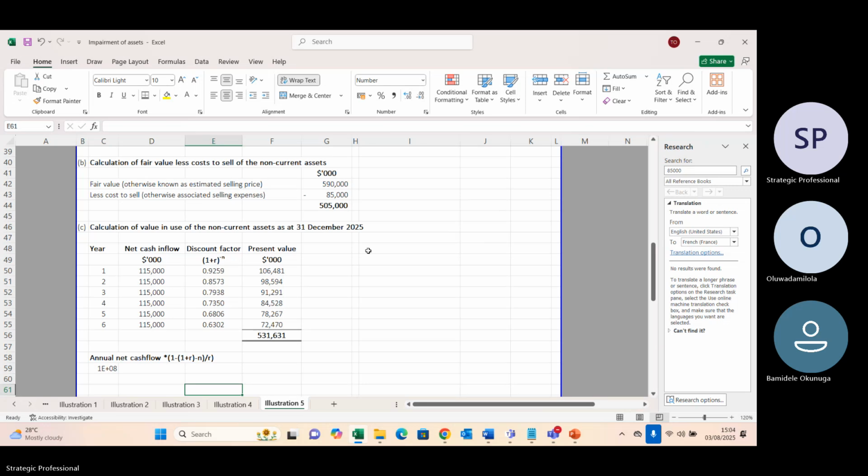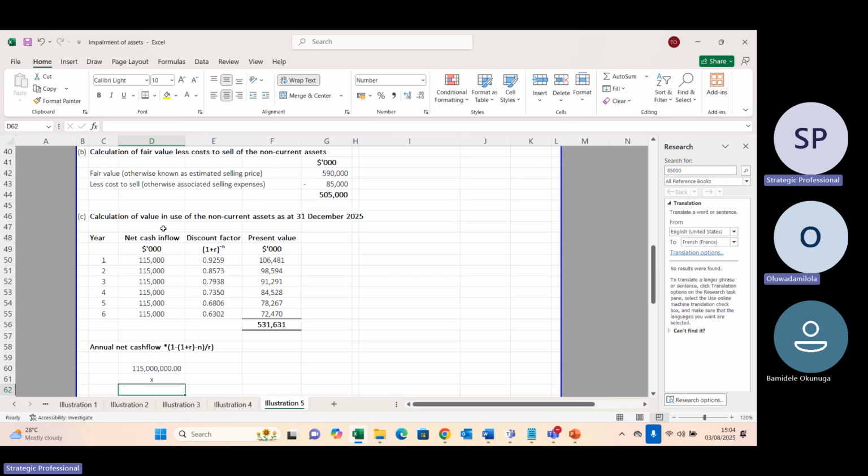So, what do you first do? 1 minus 1.08. What do you first do, so that I can guide you? The rate is 8% on your calculator. Minus, raised to the power of, what you get is 6 years. Times. Now, what you first do is the 1 plus R raised to power minus N first.